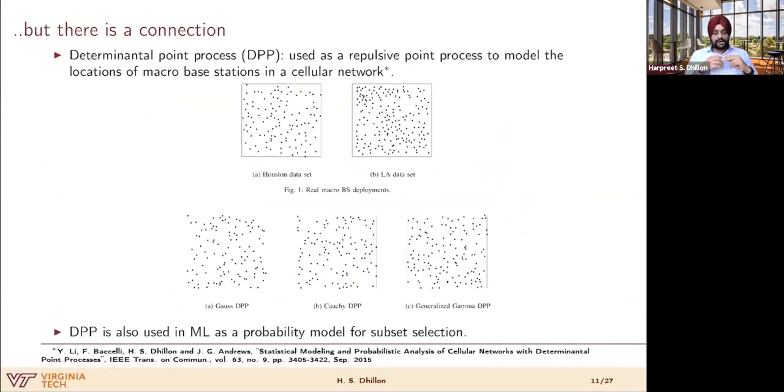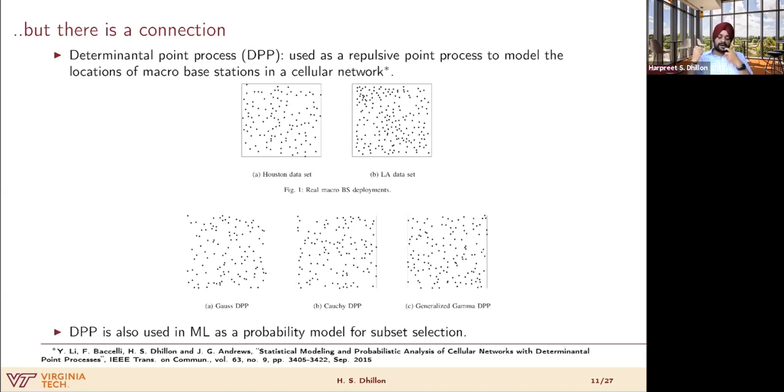Okay, so, based on what I just said, you might feel that stochastic geometry and ML may not have anything in common, right? So where exactly is the connection? At least one connection comes from the way the determinantal point process, which is a specific object in stochastic geometry, has been used in both machine learning and stochastic geometry communities. Let me first explain at a high level what a determinantal point process is.